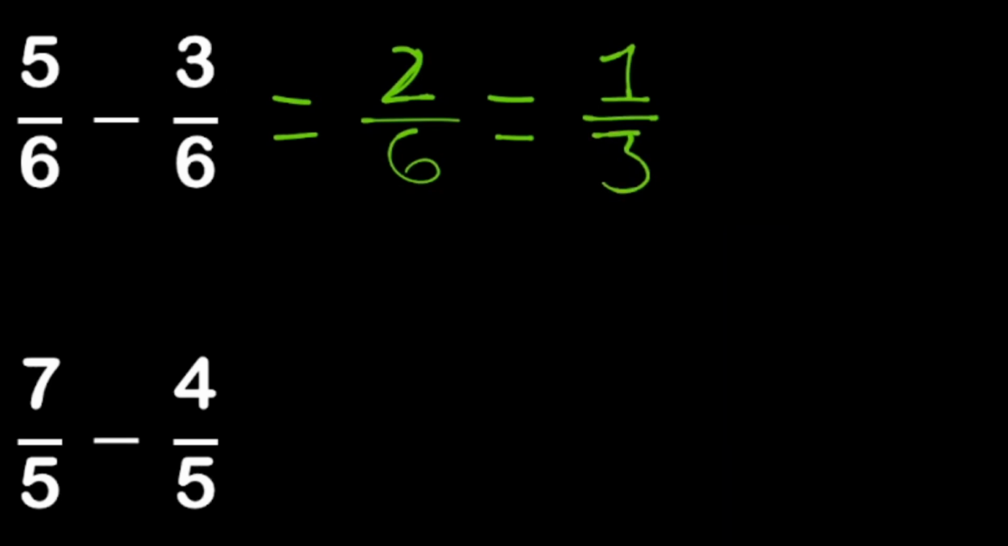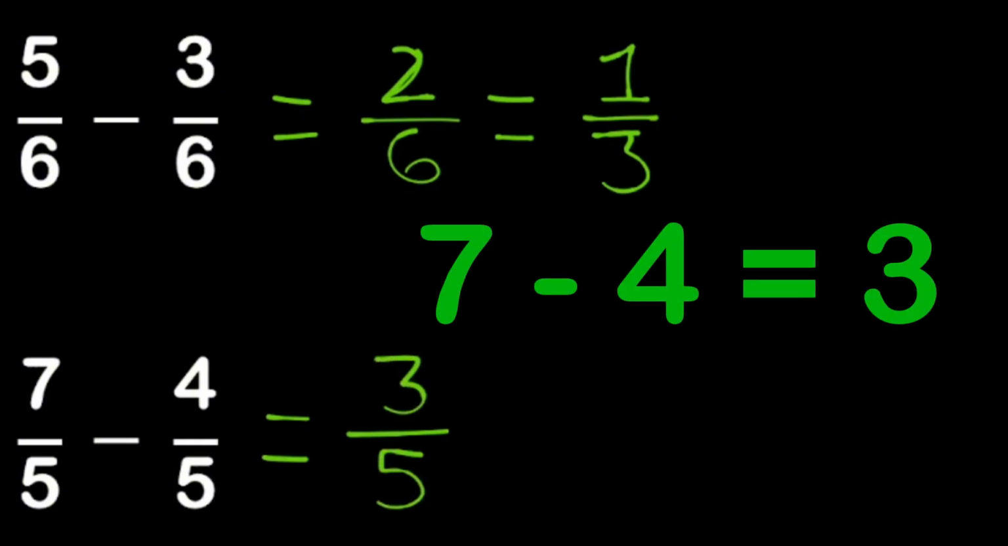Now for the second one. 7/5 minus 4/5. Keep the original denominator. 7 minus 4 is 3. That's the final answer.